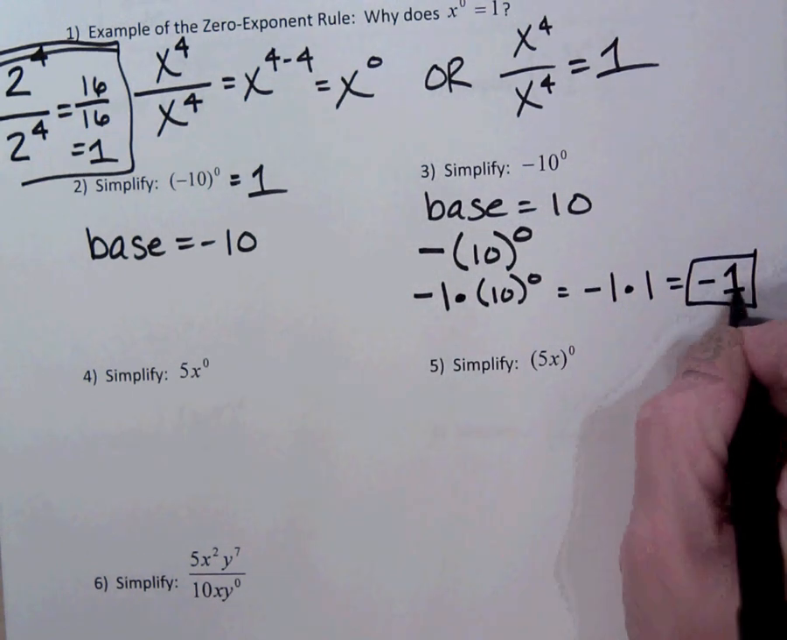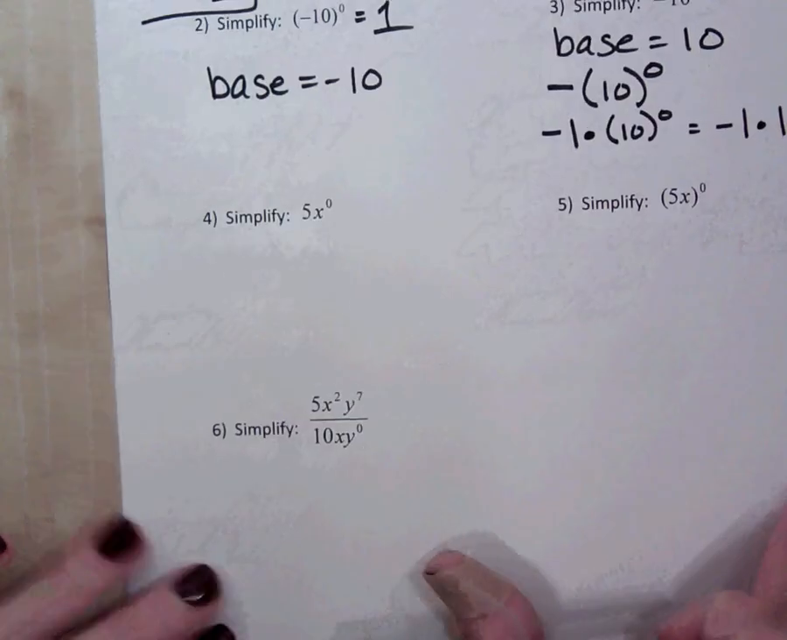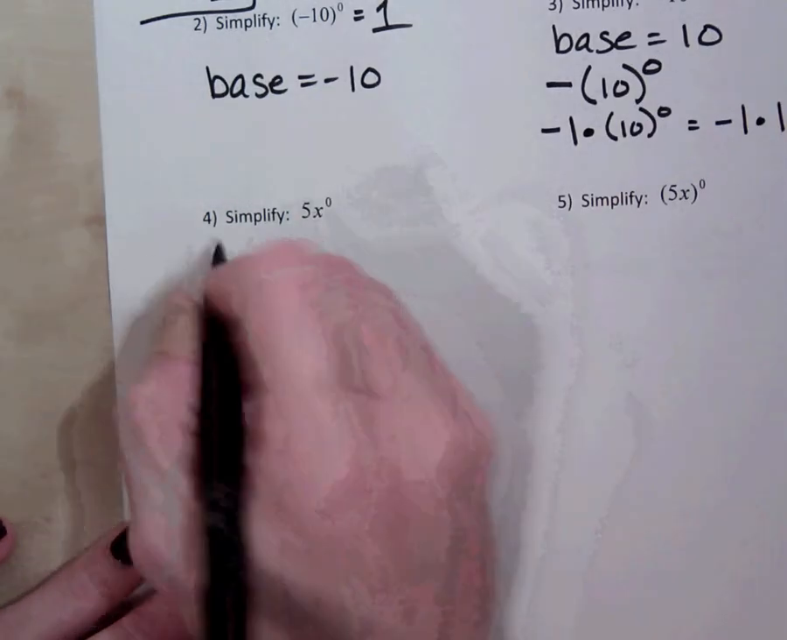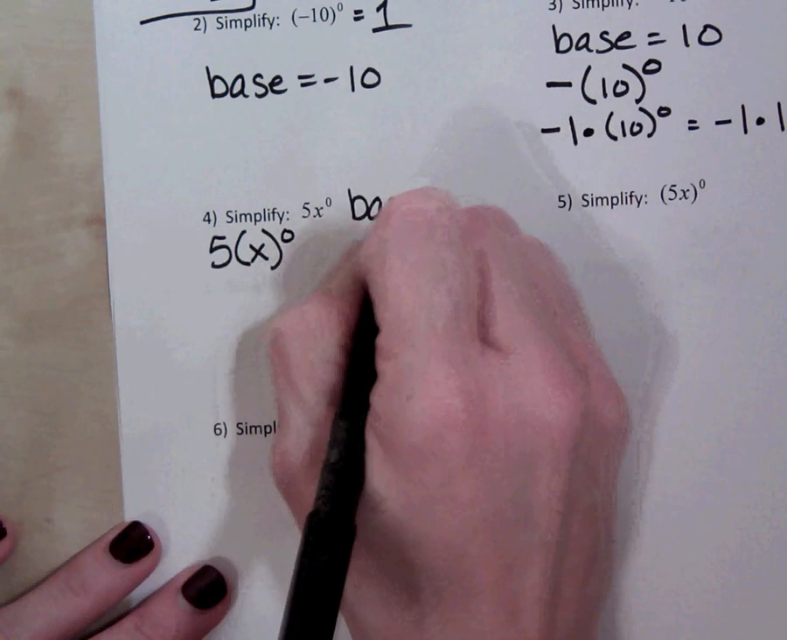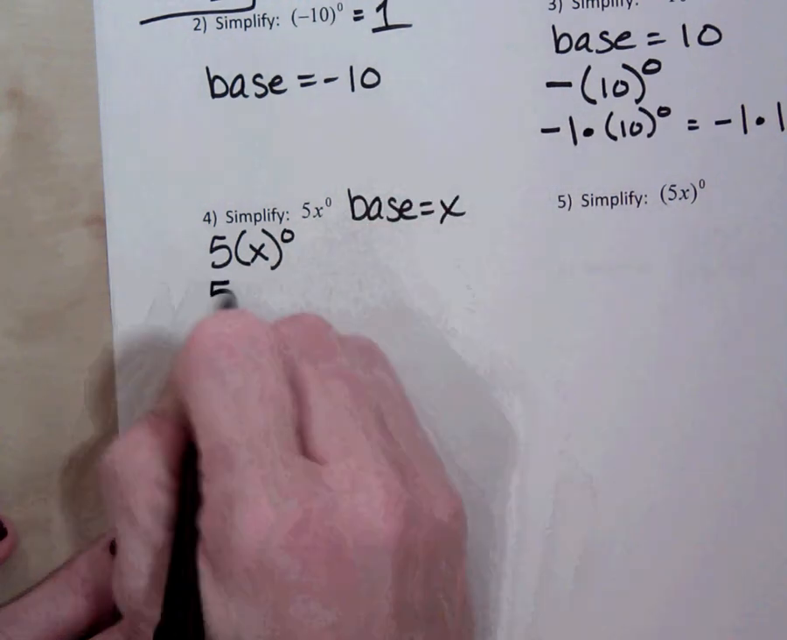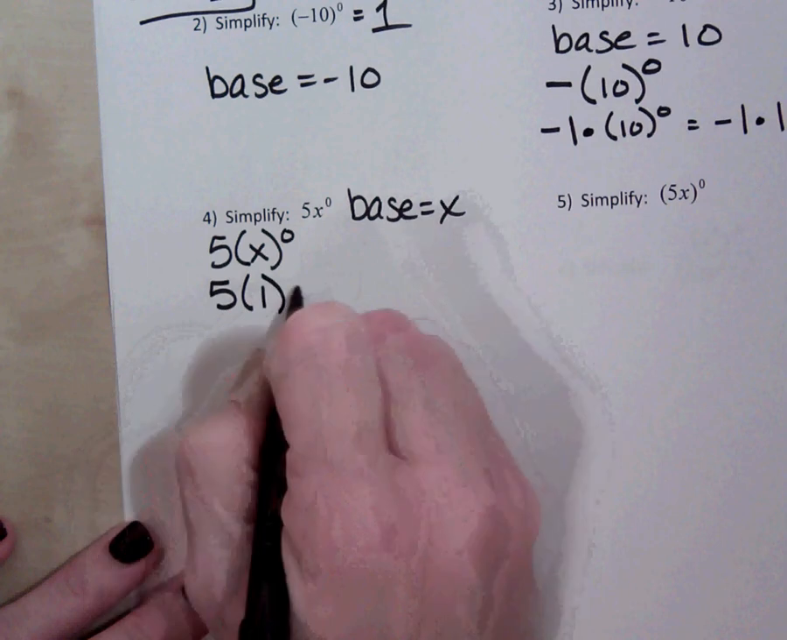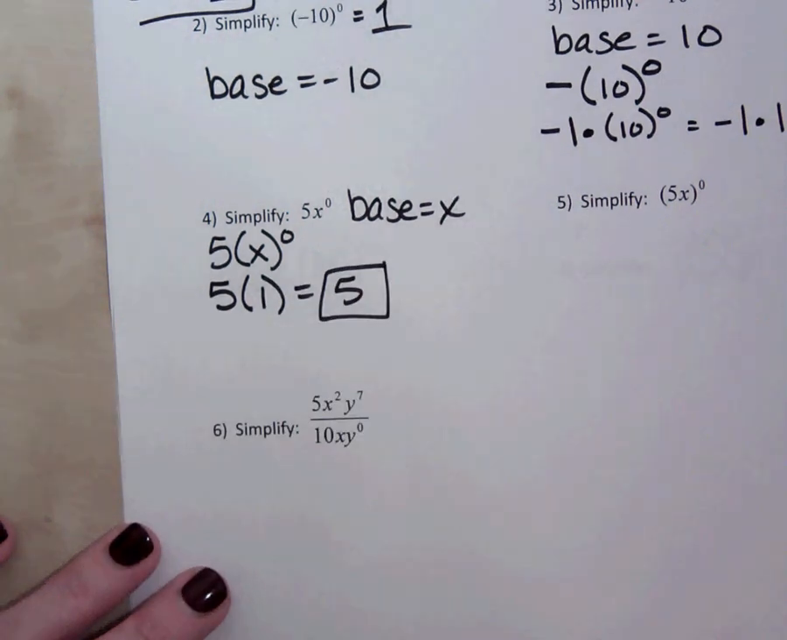So you got to be careful when there's parentheses and when there's not. Same thing in number 4. The only thing being raised to the 0 power is the x. Okay, the 5 is not part of the base. So x to the 0 power is 1. So this is like 5 times 1, which is just 5.